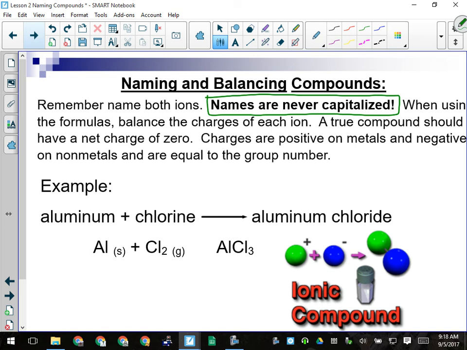What's that? Yes, ionic compounds, all compounds actually, end up having a charge of 0. So aluminum plus chlorine, Al plus Cl2, chlorine's special, it comes as a pair, produces aluminum chloride, no capital letters here, and that's AlCl3. We'll get to why we know it's a 3 in a minute, and how we balance that comes much, much later. Charges are positive on metals and negative on nonmetals. True compounds always have a net charge of 0. If they don't have a charge of 0, they're not a compound, they're an ion, and that's a different thing.